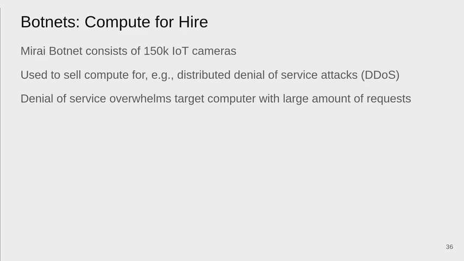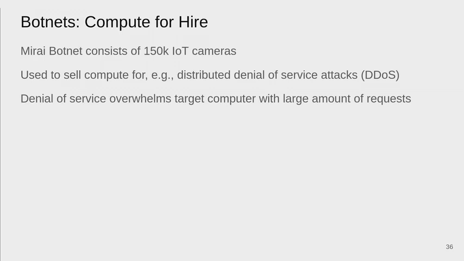I think I brought this up before already, the botnets. I used this in passing. If you are being compromised, your system could be used in a botnet. The Mirai botnet is another such example. And here the idea is that this is compute for hire.